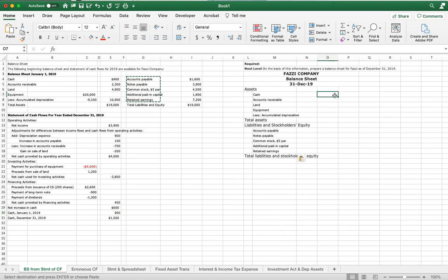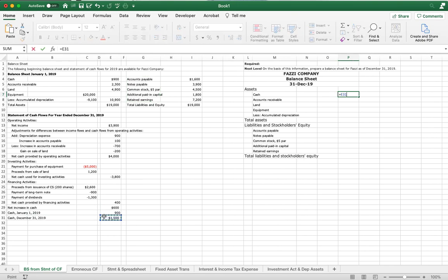So I will just cell reference that $1,500. Then accounts receivable, we had a beginning balance of $2,300, and we can see here that there was an increase in accounts receivable of $700. So our $2,300 plus that $700 gives us $3,000.